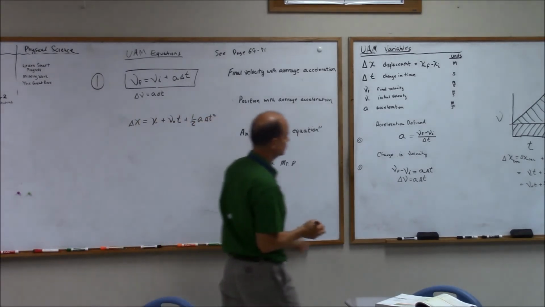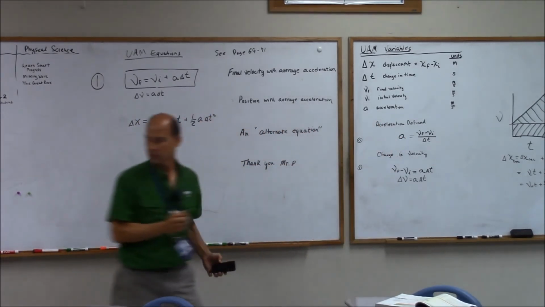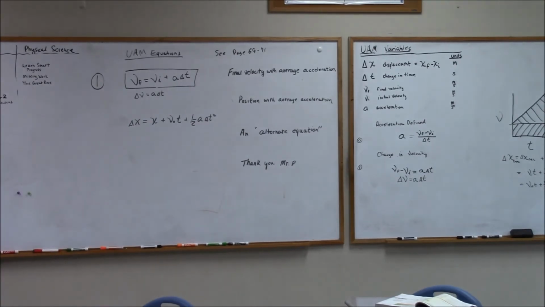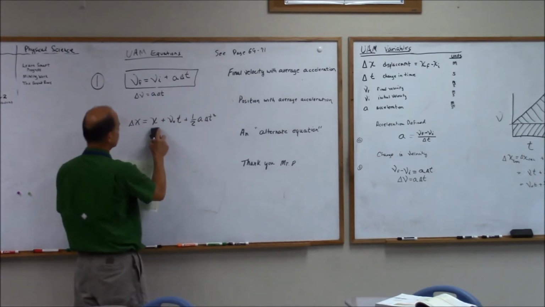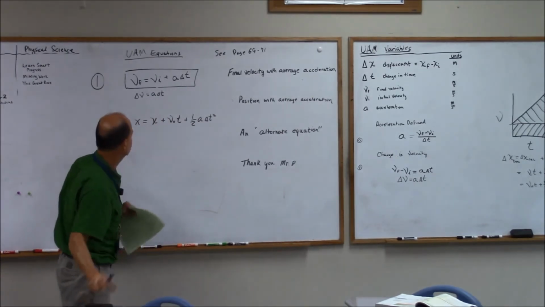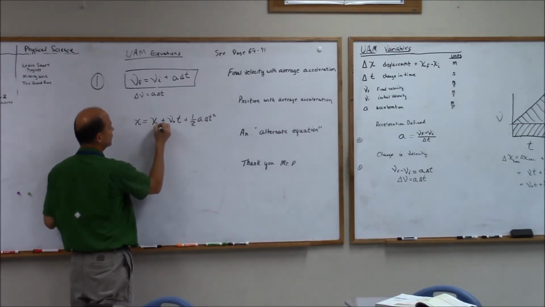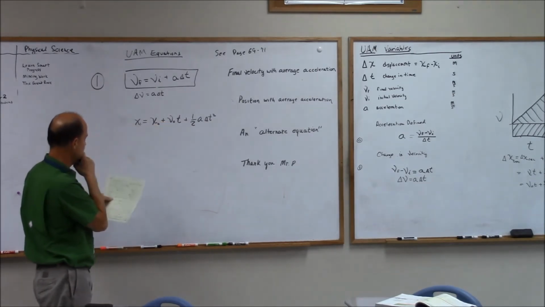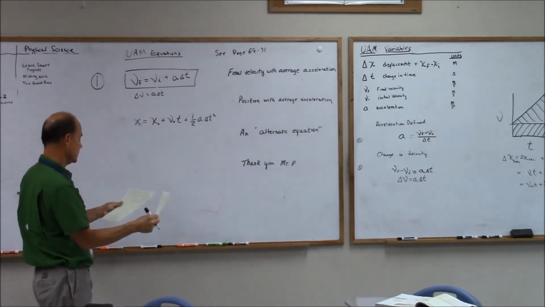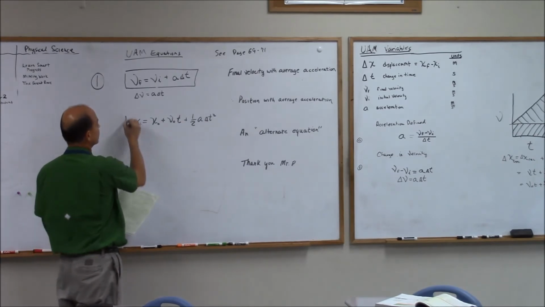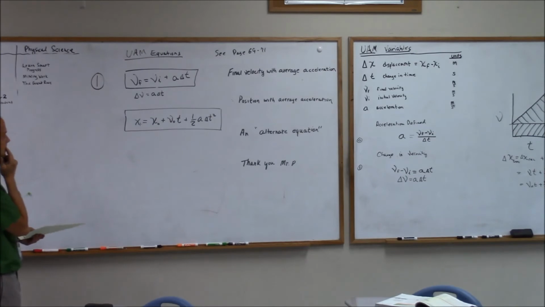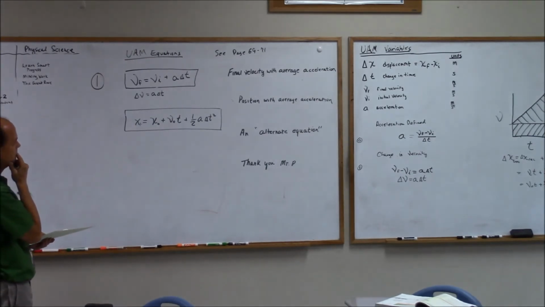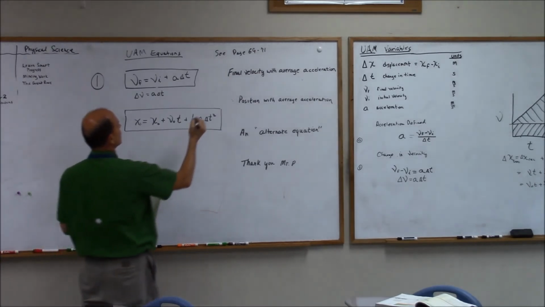Made a mistake. I've got different, this is confusing. This is not a delta. This is our x final, this is our x initial. And that is what your book has. Okay.